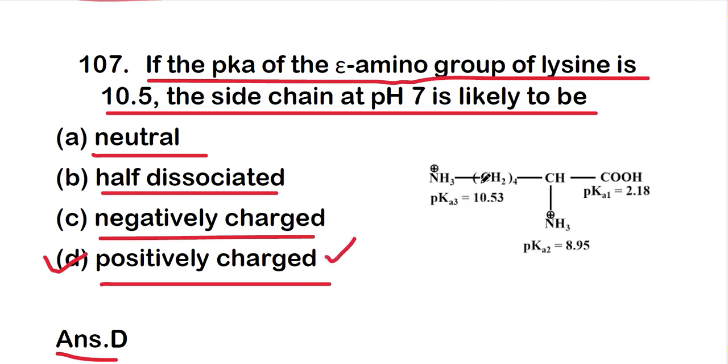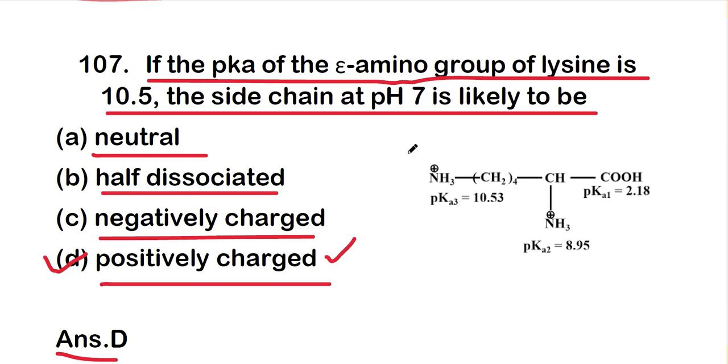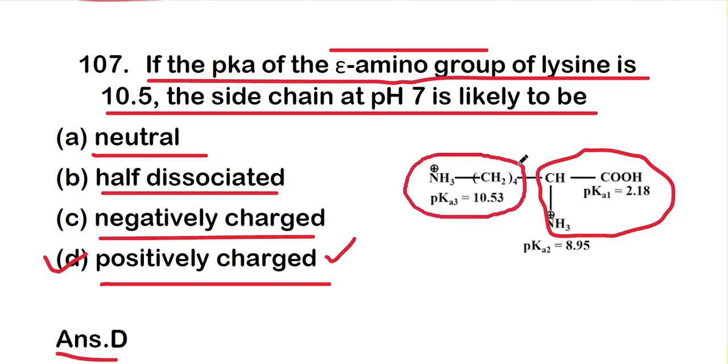How? Here we can see the structure of lysine. Here we mention the epsilon amino group of the side chain. So this is the main core structure of the lysine, and this is the side chain. Here, in the side chain, at the epsilon position after 4 CH2 groups, one NH3 group is present. And here they said that the pK value of the epsilon amino group is 10.5.